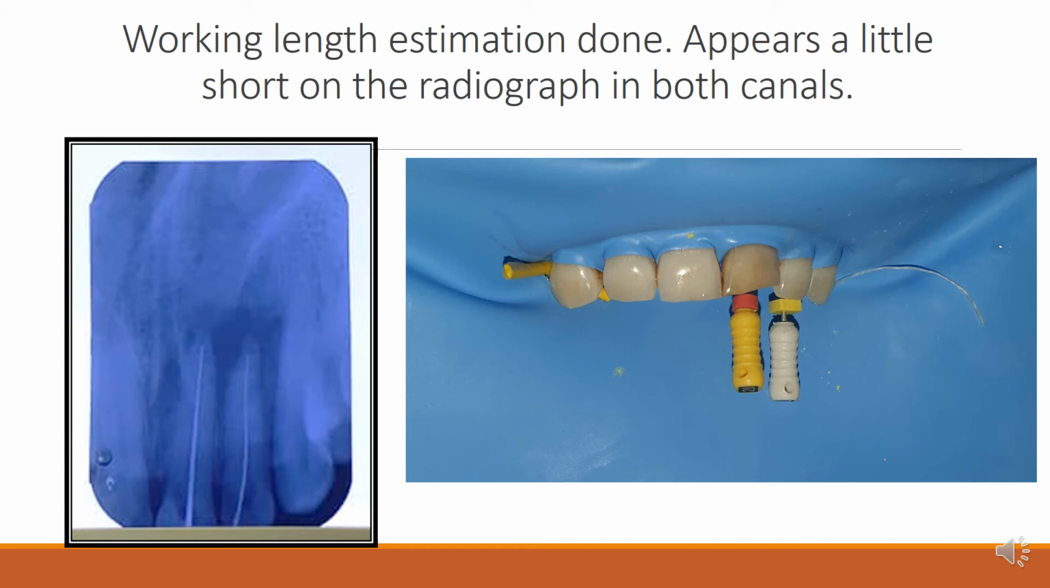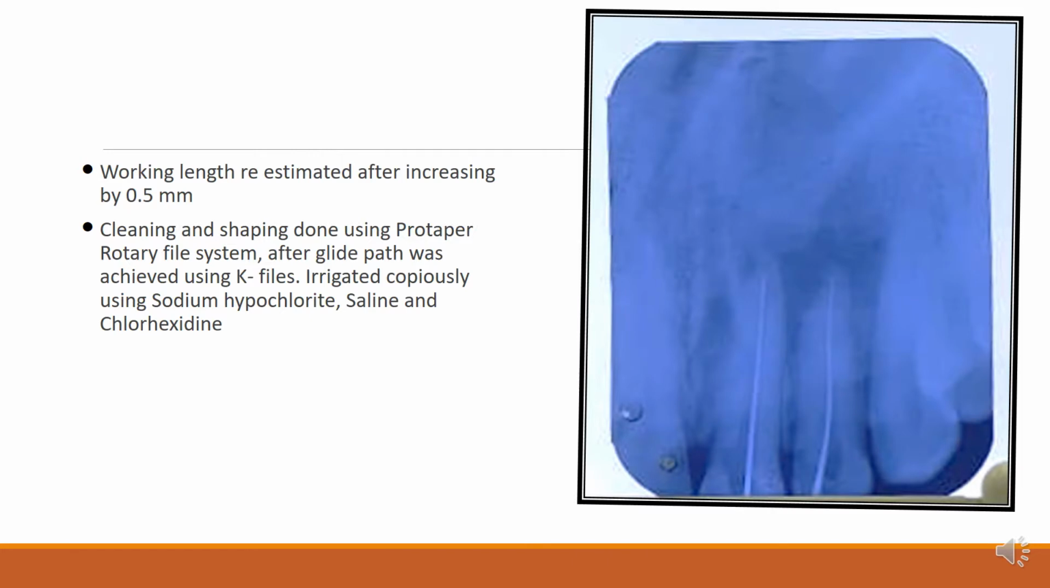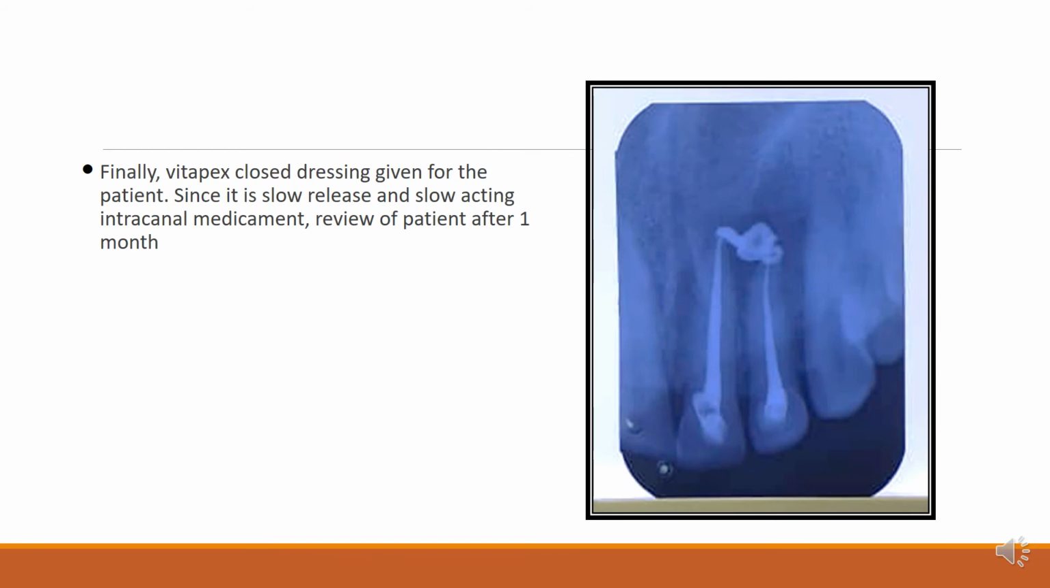The working length estimation was done. It appeared a little short in the radiograph, as you can see. So we re-estimated, we increased it by 0.5 mm, and then of course after that we did the cleaning and shaping. Now we were able to do the cleaning and shaping till the desired working length, and we used the rotary ProTaper file system, of course after creating the glide path using our K files. Meticulous irrigation was done. That is what helps to flush out the exudate and the bacteria and their byproducts, the toxins, and create a sterile root canal environment.